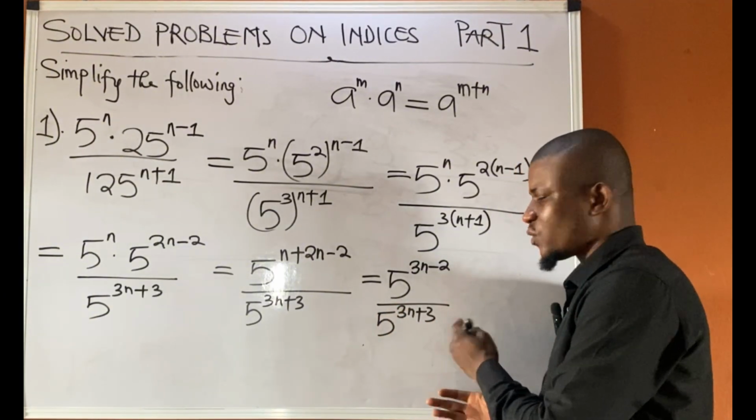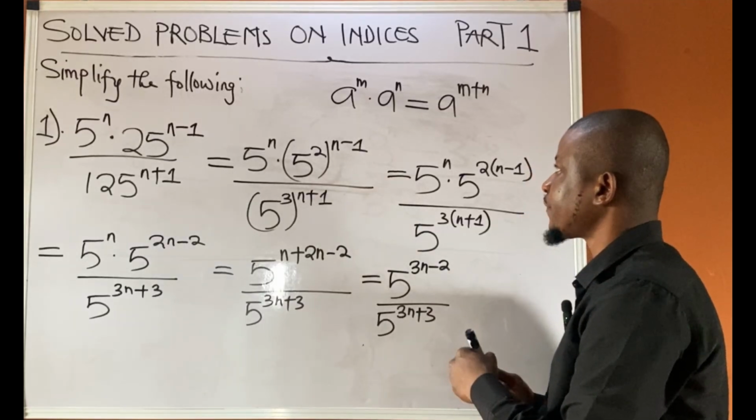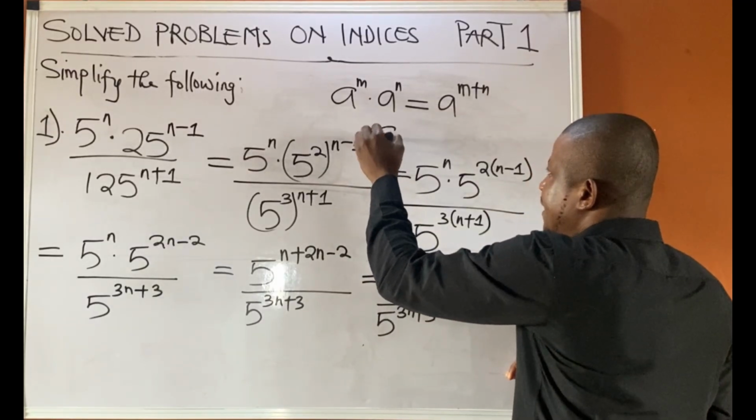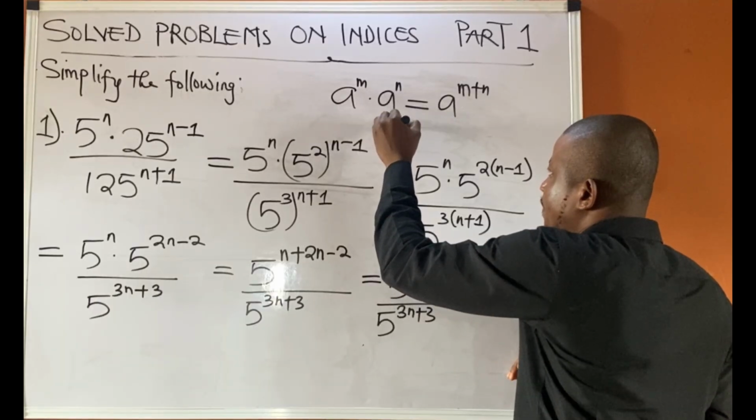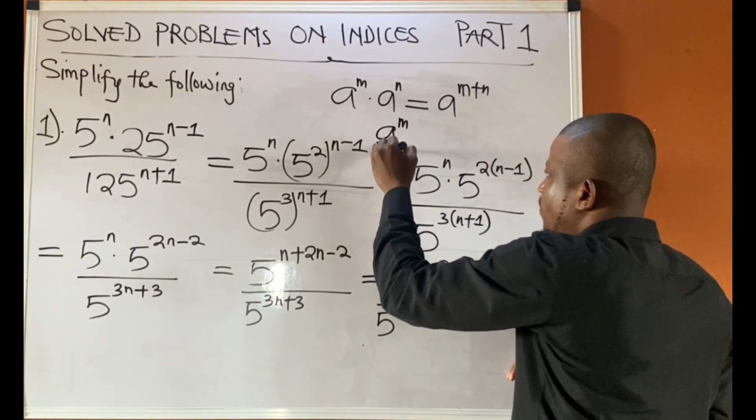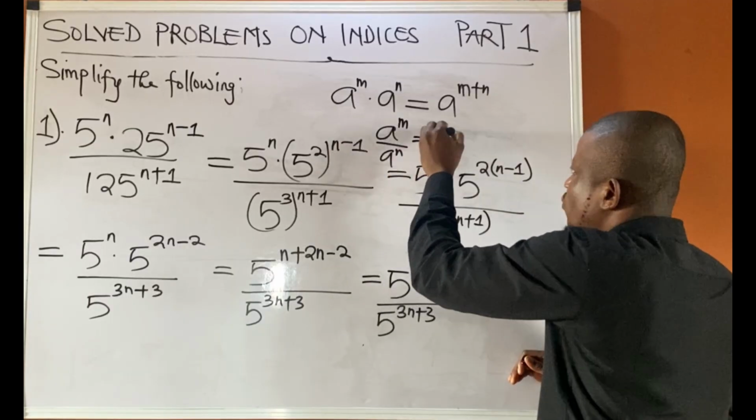Now, from this point, we know the law of indices that if I have an index number, let's say a to power m divided by a to power n, if they have the same base, you subtract the powers.